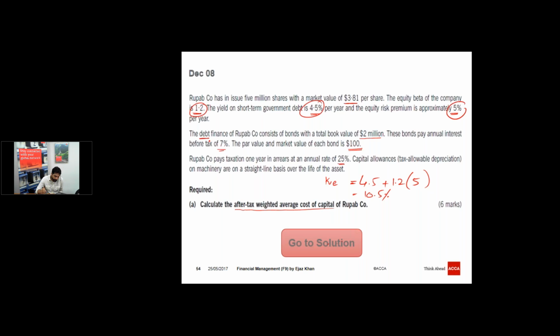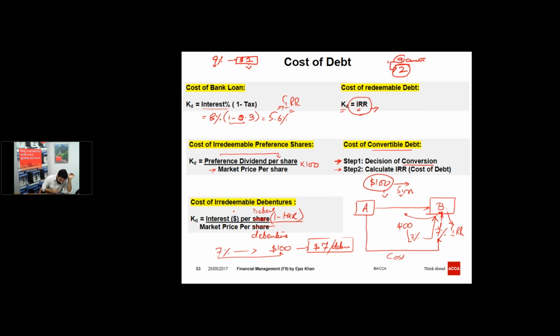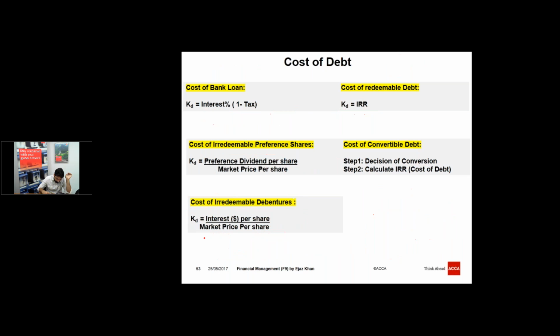So the debt finance of Rupab company consists of bonds with a total book value of 2 million. These bonds pay annual interest before tax of 7%. Now, what will be the cost of debt of irredeemable bonds? How will we calculate it? If we go back to the previous slide, we have the formula for the cost of irredeemable debentures or bonds. All we have to do is take the interest amount, make it after tax, and divide it by the market price per share.